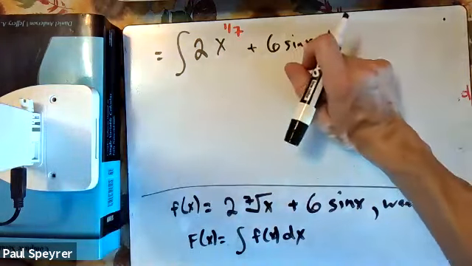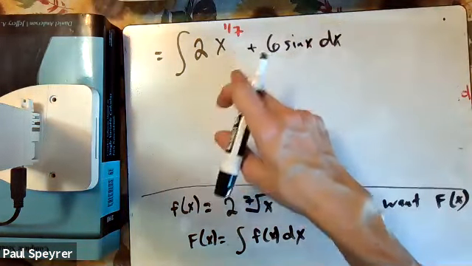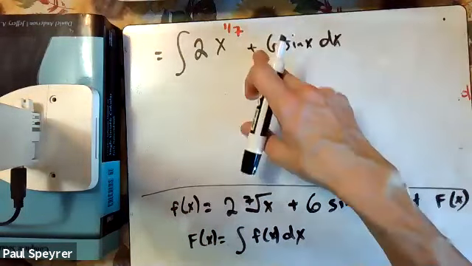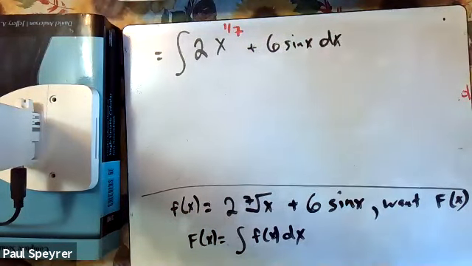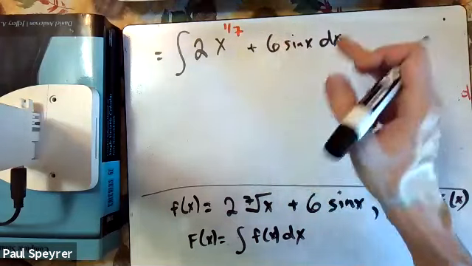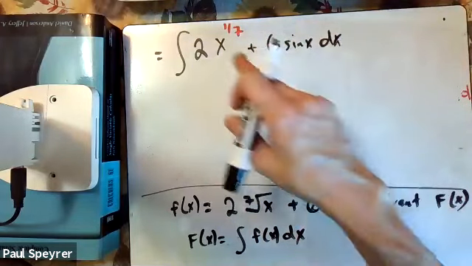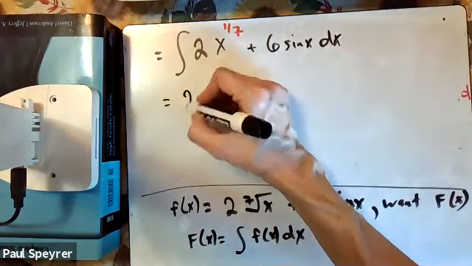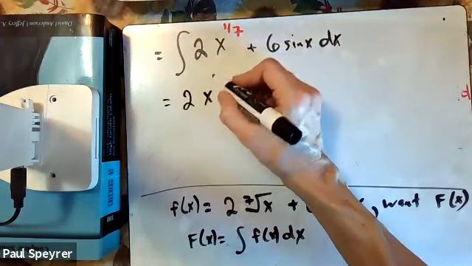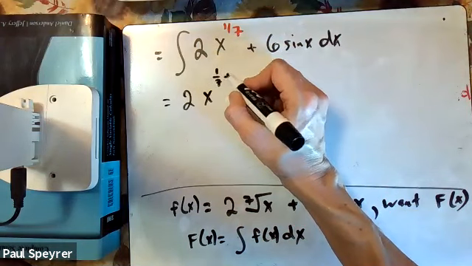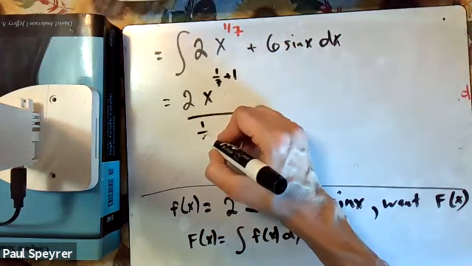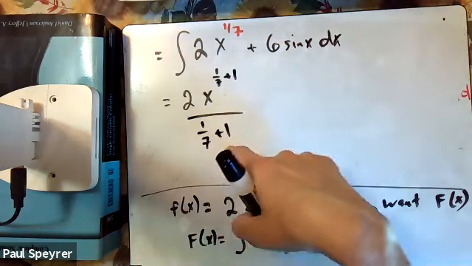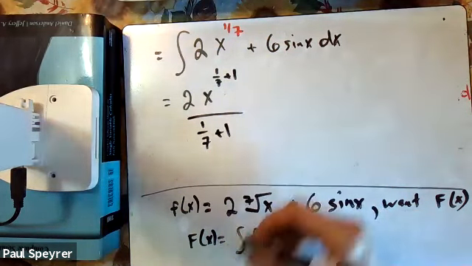Now, what do we do with this right here? We can go ahead and take the antiderivative of each of these respectively because they are separated by addition or subtraction. In this case, it's addition. So we do the power rule on this one, right? Because it's an algebraic expression. How do we do that? Well, this is 2, and then x to the 1/7 plus 1 over 1/7 plus 1, right? Because it's x to the n plus 1 over n plus 1 when you're finding the antiderivative.